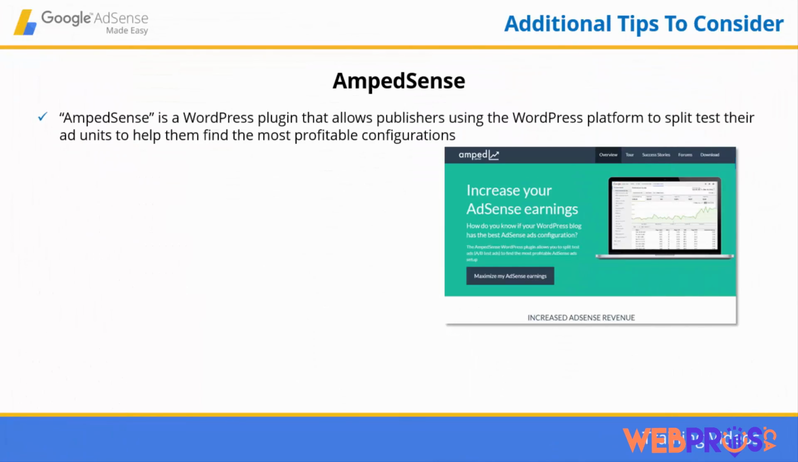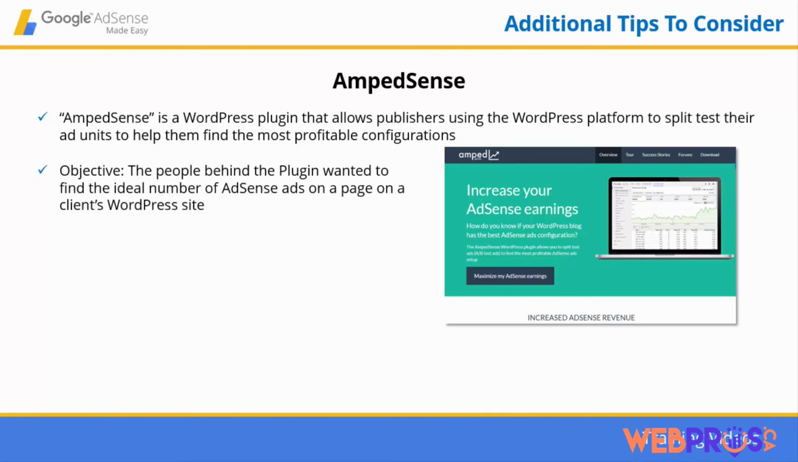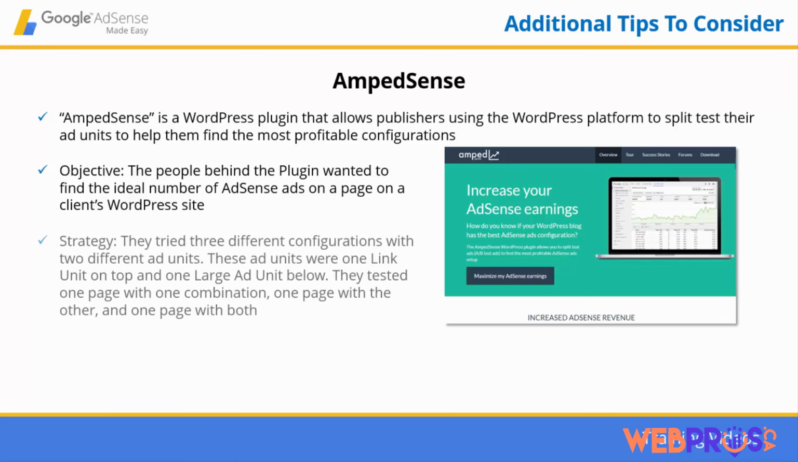Adsense. Adsense is a WordPress plugin that allows publishers using the WordPress platform to split test their ad units to help them find the most profitable configurations. Objective: the people behind the plugin wanted to find the ideal number of AdSense ads on a page on a client's WordPress site. Strategy: they tried 3 different configurations with 2 different ad units.